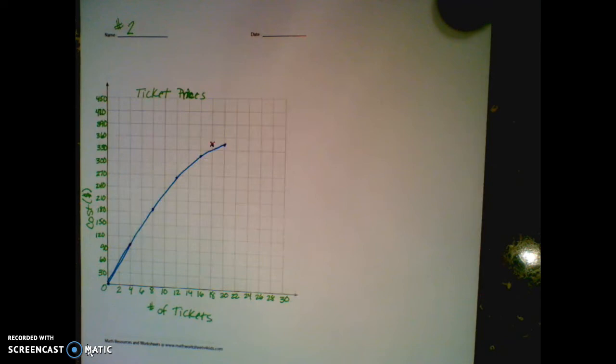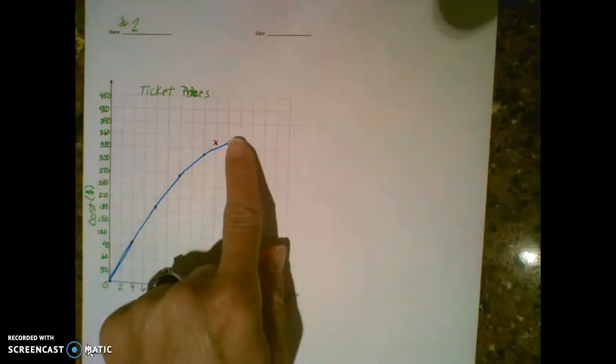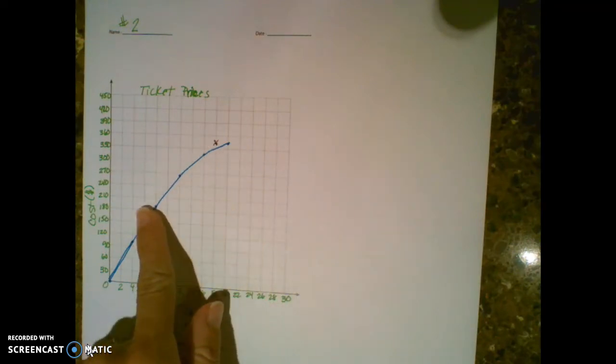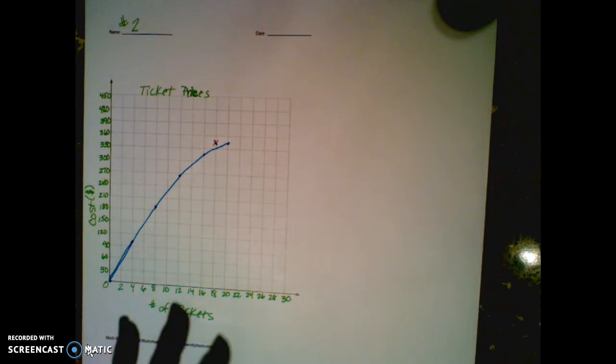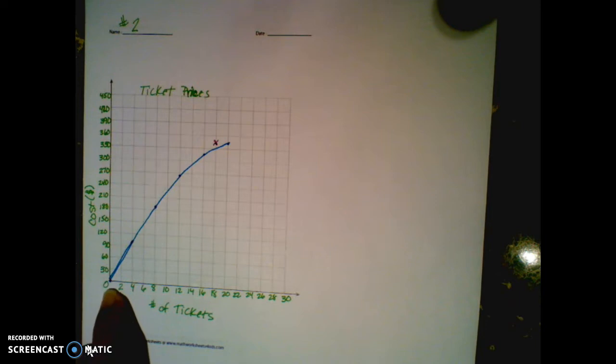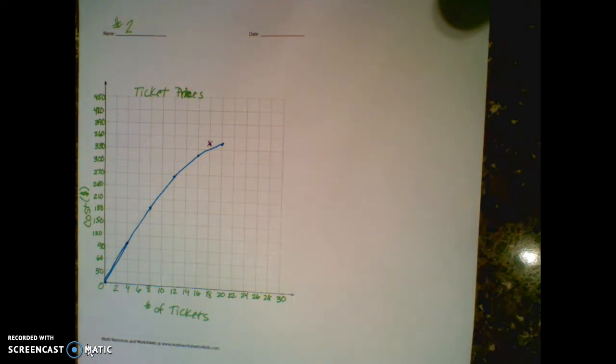Okay, let's check your graphs. So for number 2, we have ticket prices here. I'll notice when I connect them, I get a little bit of a curve. Maybe it crosses through the origin, maybe it doesn't, not really sure. So 0 could be (0, 0), it could be (0, $5). I'm not sure. We can assume that if you're getting no tickets, you're paying no money. So we could assume that (0, 0) would be a spot that we'd cross through.